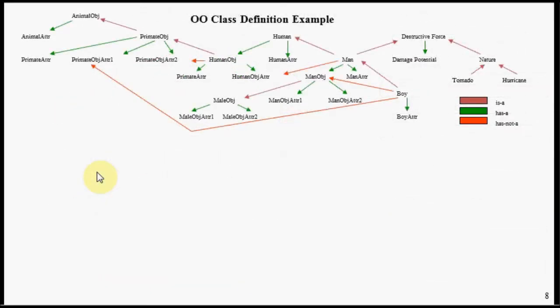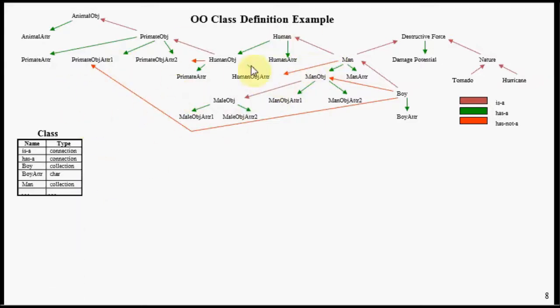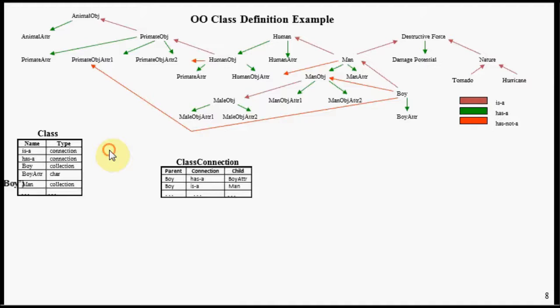With this soft schema model, let's look at an example of instantiating a class instance. We have a class graph here, and all the data in this graph can be represented with two tables. We have a class table representing all of the nodes of this graph, and a class connection table showing all of the connections. I didn't bother showing all of them, just a few of the rows.